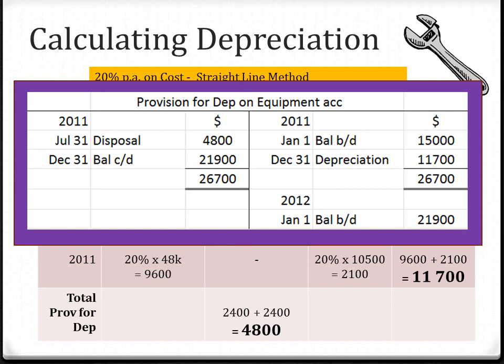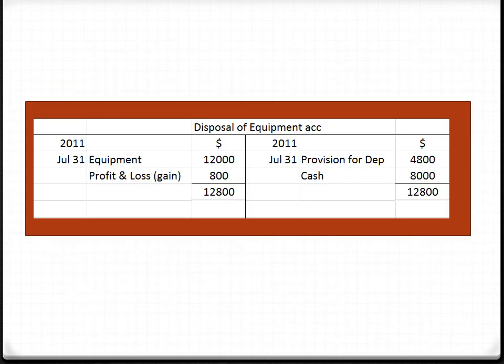All right. So next up, we want to do the disposal account. The disposal account is as such. Very simply, this is the cost price of the equipment that I'm selling, and then I minus your 4,800, which I already calculated earlier for you. So 12,000 minus 4,800, you should get 7,200. How much did you sell it for? 8,000. Oh, you made a profit of $800. So there we go. Put a gain here. Profit and loss account, gain $800.